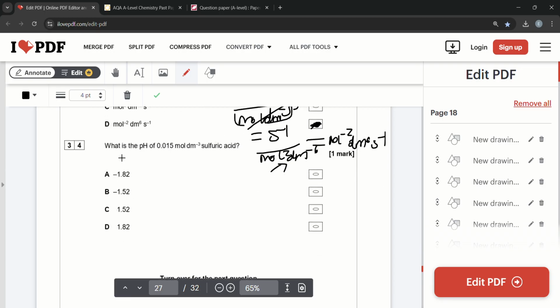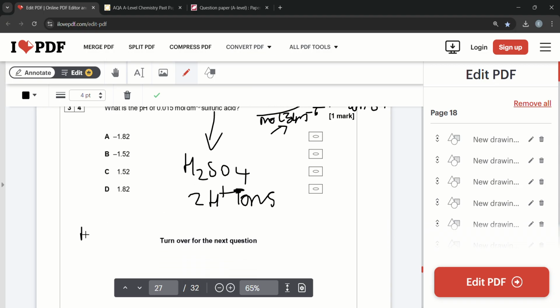34. What is the pH of this much sulfuric acid? This one's a tricky one. It's got a trick. Sulfuric acid, if you draw it out, H2SO4, we've got 2 H+ ions. So it's not monoprotic, it's diprotic. So how do we find the pH? pH is minus log10 [H+], right?